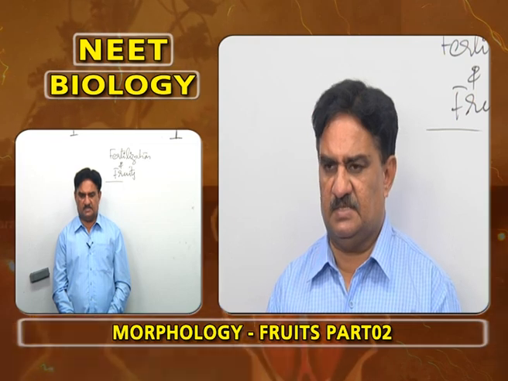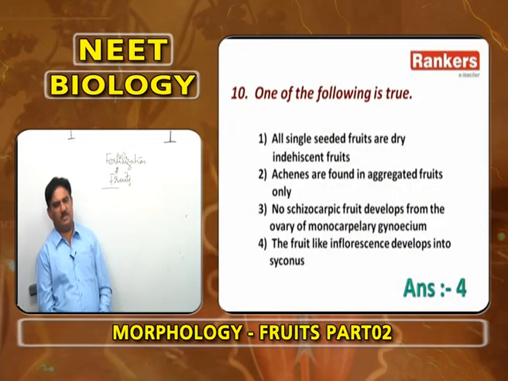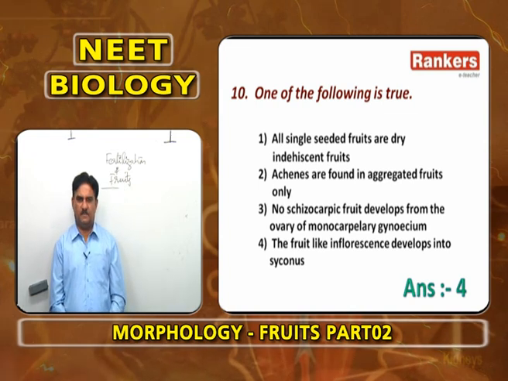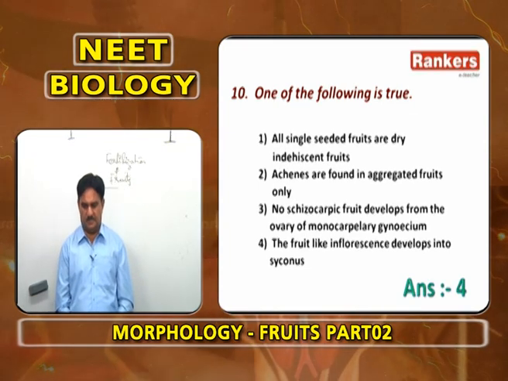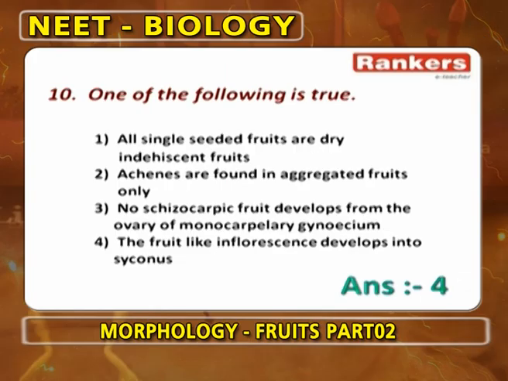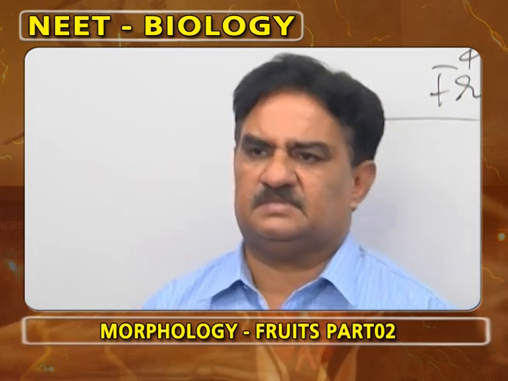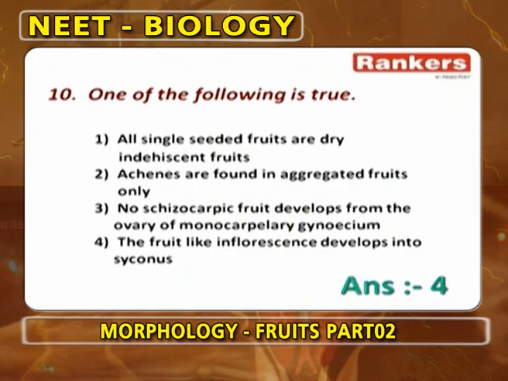Then the fruit-like inflorescence develops into syconus. This is correct. Fruit-like inflorescence is hypanthodium. Hypanthodium normally develops into syconus fruits. This is correct. So the true statement is that the fruit-like inflorescence develops into syconus.